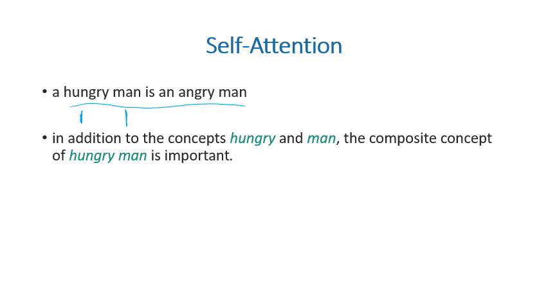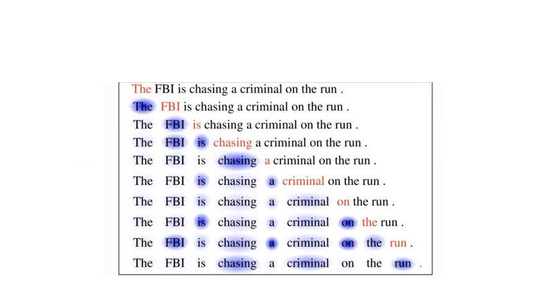but hungry man is a concept different from hungry and different from man. Combination of these two words together is a notion. Hungry man is a notion, is a concept. And if you want to understand why this man is angry, you need to know this combination of these two words, okay? So that's what this paper tries to do.